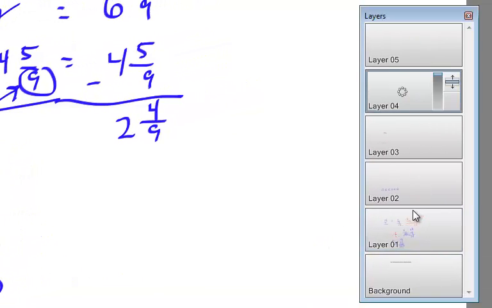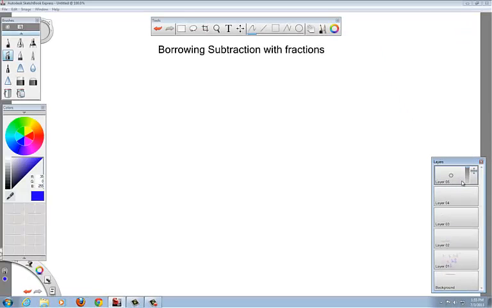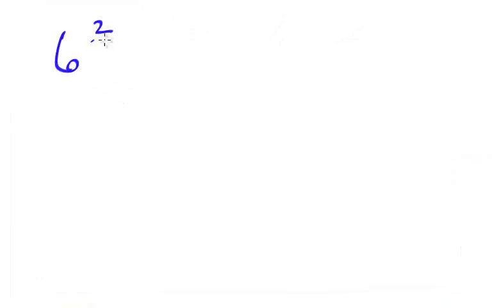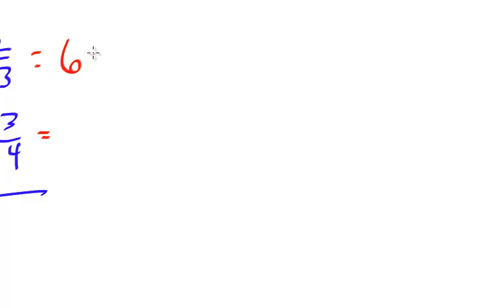Now let me show you what I like to call the mother of all borrowing problems. If I can get some space to write on. There we go. All right, let's say we have 6 2/3 minus 3 3/4. This is going to be a multi-step problem. If you were doing this, you would have to get common denominators first, which is going to be 12. 12 is the smallest number that 3 and 4 go into. All right, so we say 6 and blank over 12. 3 and blank over 12.